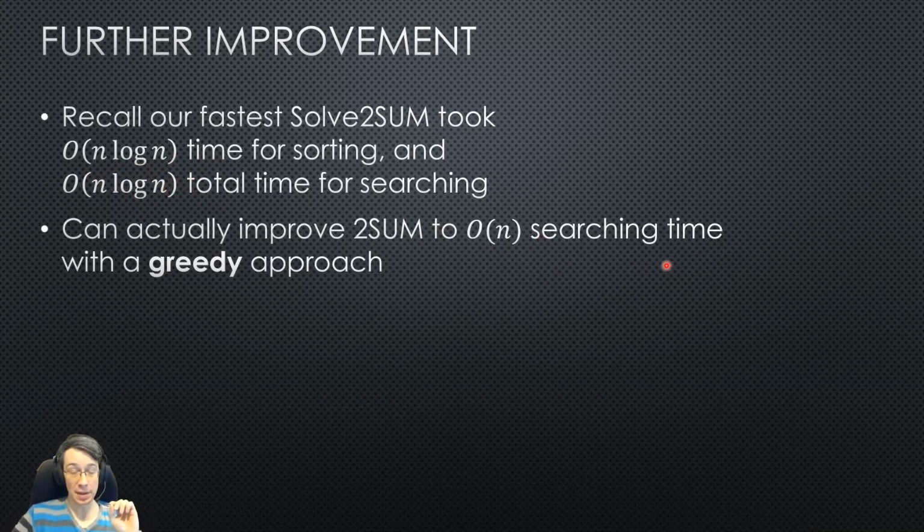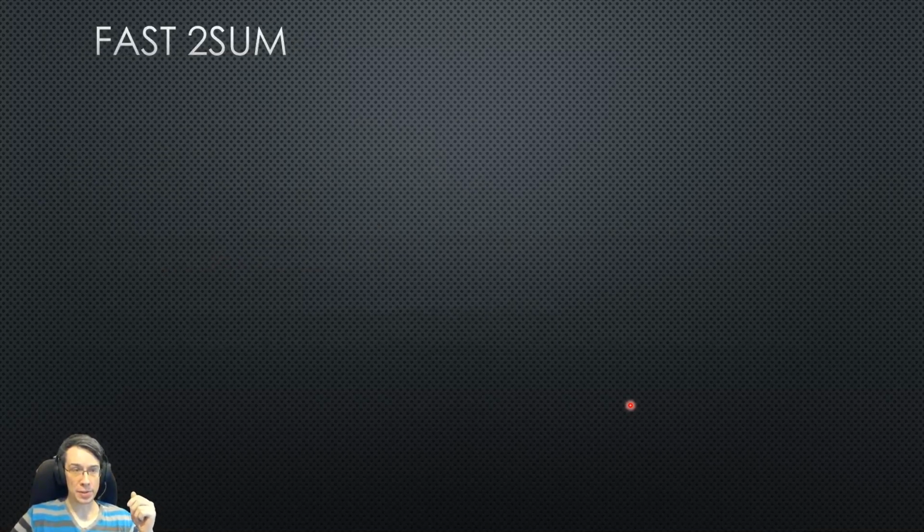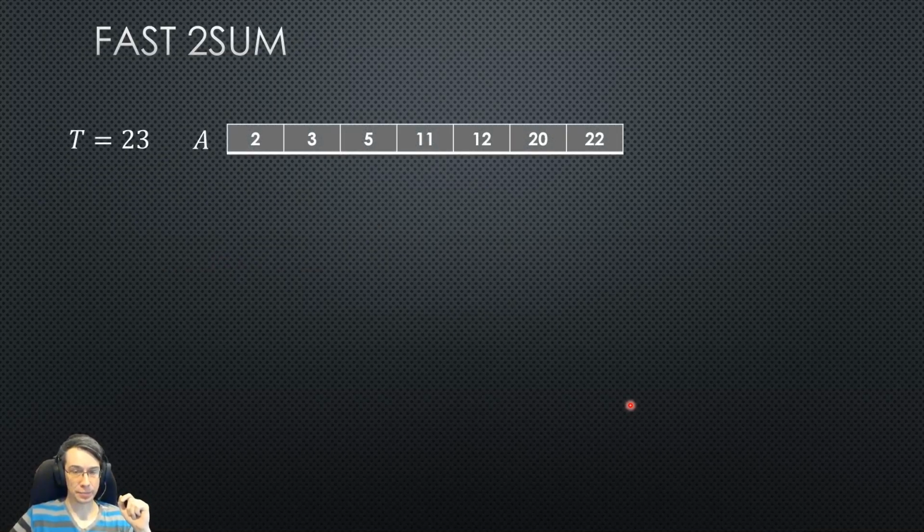And it turns out that improving the searching time is actually enough to come up with a new 3-sum reduction that's faster. So let's see how we can come up with a 2-sum algorithm that's even faster. Okay, so here's an example input instance where we're looking for a target sum of 23, and we have this array A. Let's see, how could we come up with 23? Well, this 3 and this 20 would work for us, right? So I'm going to show you an algorithm visually, and it's quite simple.